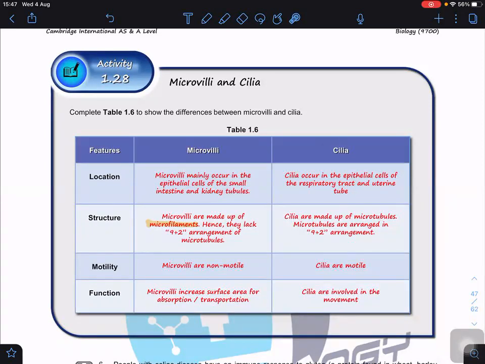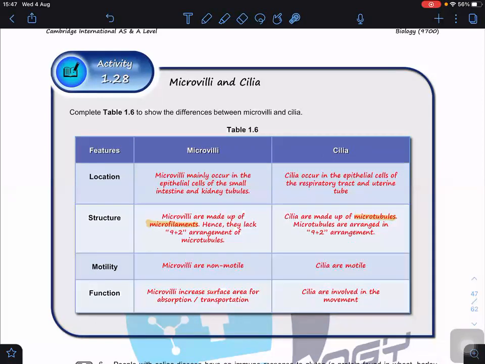They don't have the 9+2 arrangement of microtubules. But cilia, yes, cilia are made up of microtubules. Highlight, they are microtubules. But in this case, the microtubules are also arranged in a very special order called the 9+2 arrangement, compared to the microvilli. In terms of motility, definitely microvilli are non-motile, but cilia are motile. Motile doesn't mean that they can move, but the beating action can help us to move the particles.